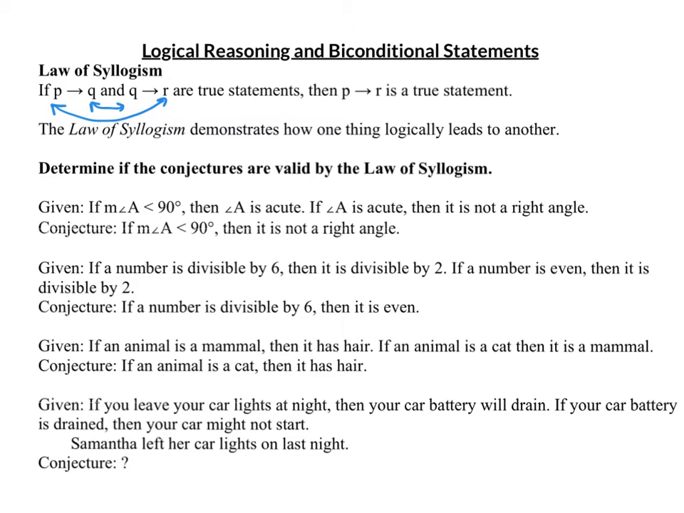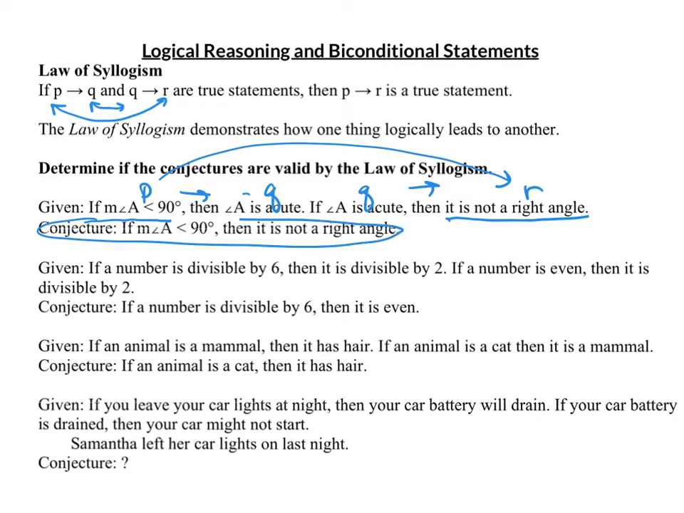So follow the reasoning. P implies Q. Okay, notice how angle A is acute is Q, and here it is again. Q implies R. Then I can make the leap. I can say that P implies R. If the measure of A is less than 90, then it is not a right angle, which is exactly what the conjecture is. So this one is valid.